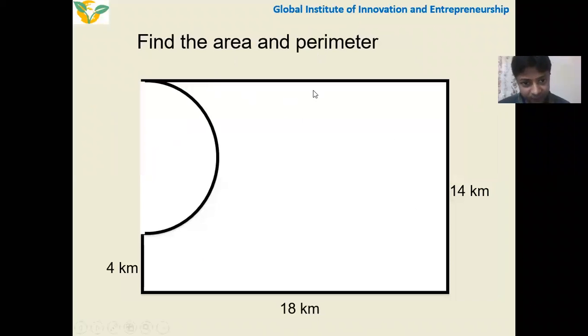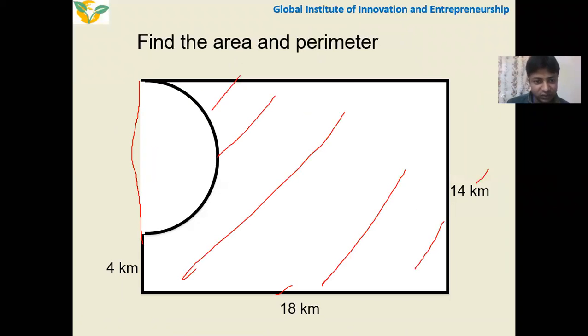Okay, suppose you have to find the area and perimeter of this figure. How will you calculate it? Think over it. This is clearly visible: this is a rectangle. This is 18 and this is 14. You will calculate 18 into 14, the area of the whole structure. But you don't need the area of the whole structure. Your area of interest is this. So you will subtract the area of this half circle.